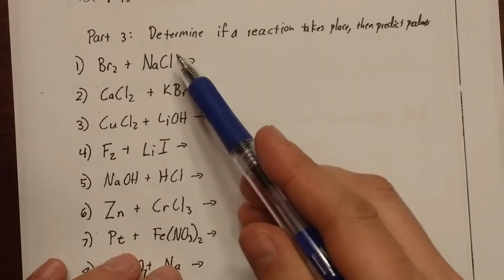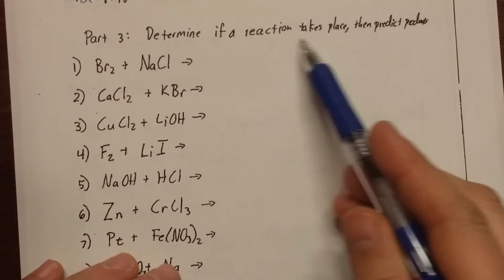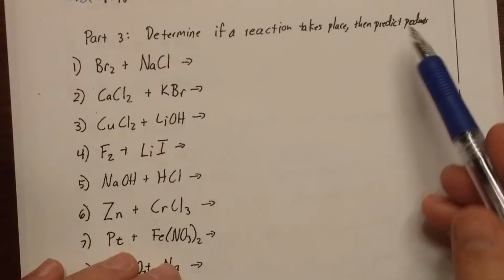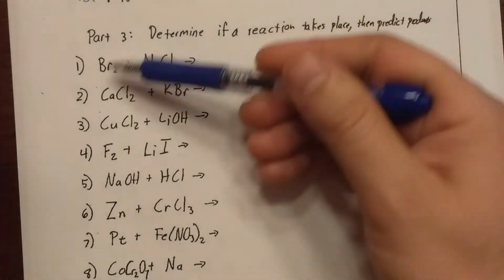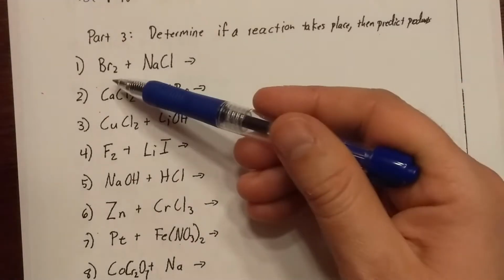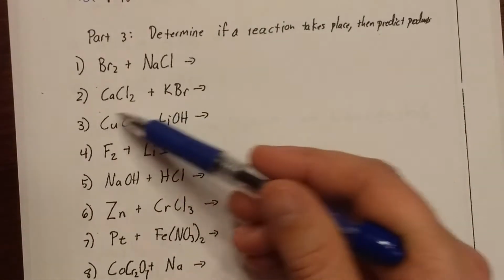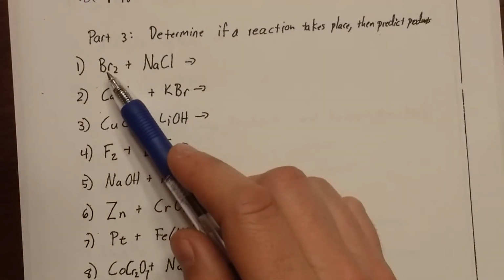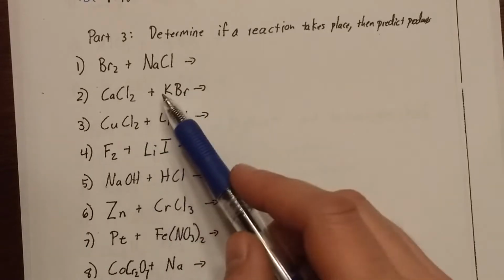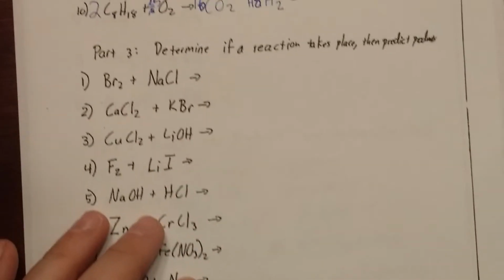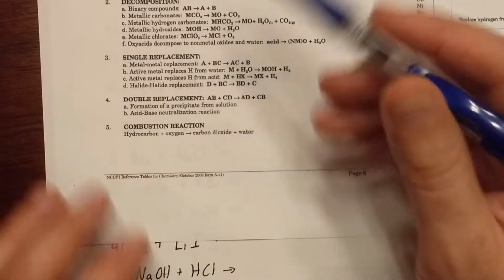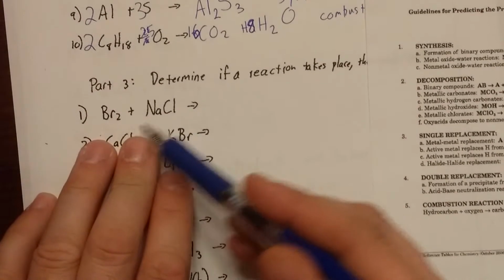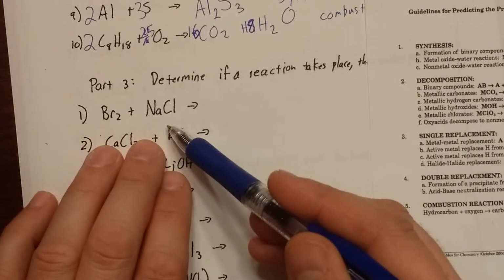3 of this worksheet. We're going to be determining if a reaction takes place and then predicting the products of the reaction. If you take a look at these, all of these problems are either single replacement or double replacement. We have an element by itself plus a compound, or we have two compounds. So we're going to be limiting ourselves to single and double replacement reactions. This first one is a single replacement reaction.